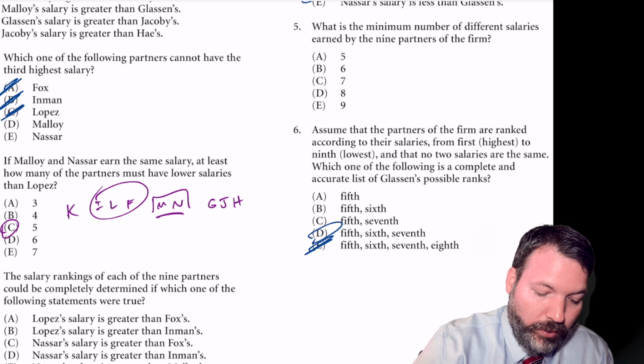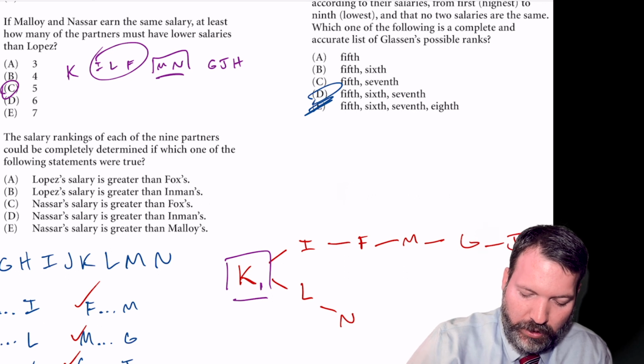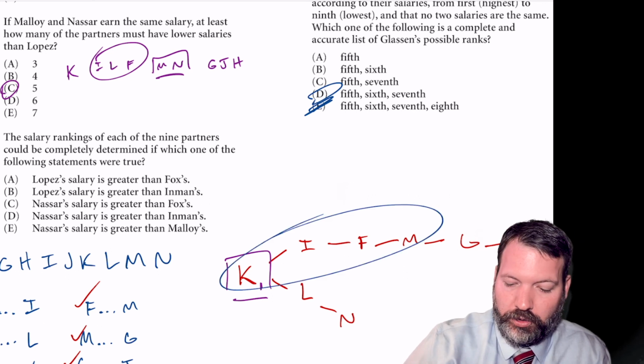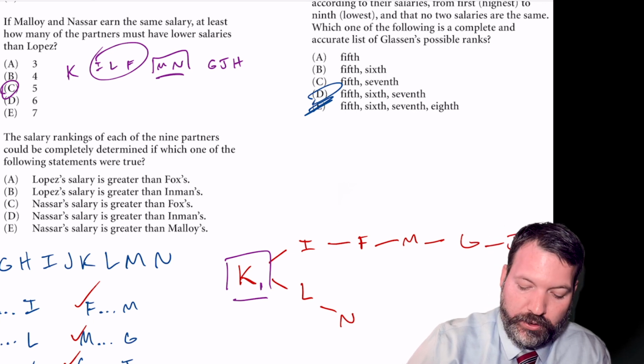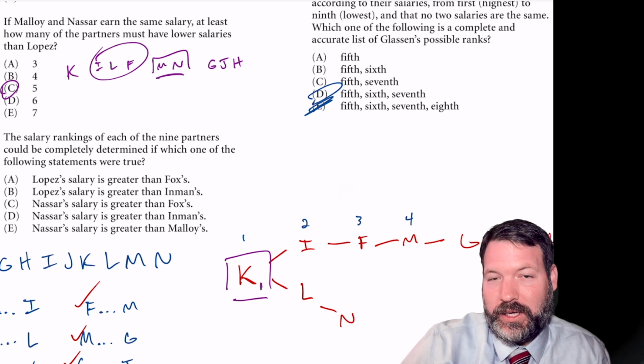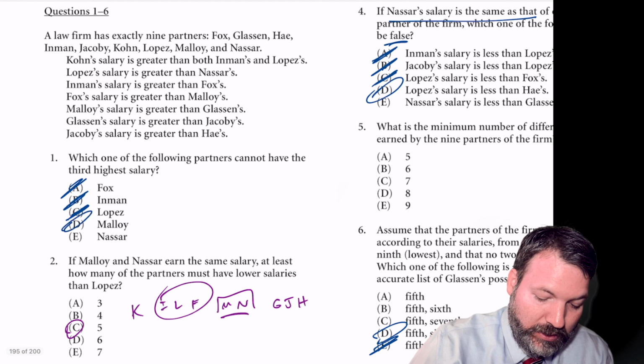Could Malloy have the 3rd highest salary? I don't think so. Because again, all of these clues are greater than clues. This person's salary is greater than that person's. So 1, 2, 3, 4 seems like the highest M could ever go. So I'm pretty sure that one's going to be D.